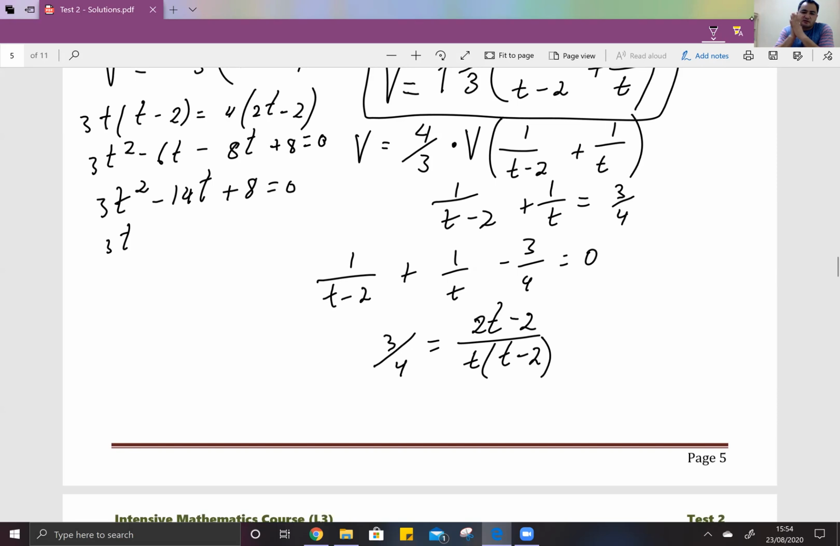Yeah, I think we can solve this by factorization, right? Mm-hmm.